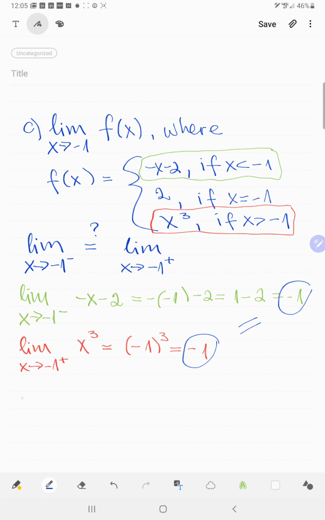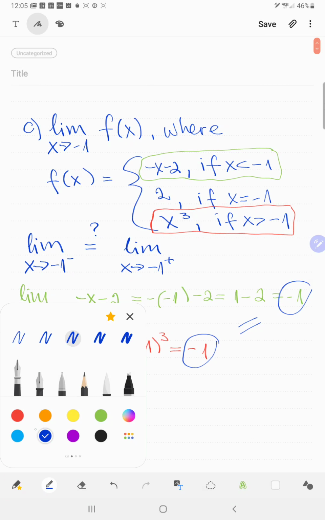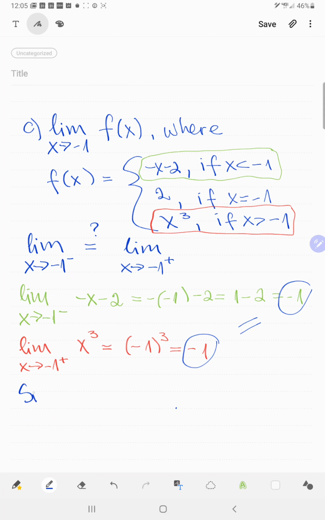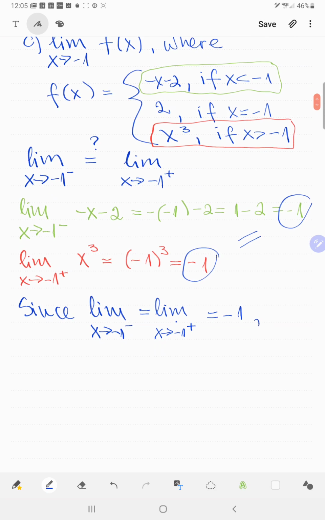Then we can conclude that since the limit as x approaches -1 from the left is equal to the limit as x approaches -1 from the right, which is equal to -1, then the limit at the point -1 exists, and it's equal to that value here.